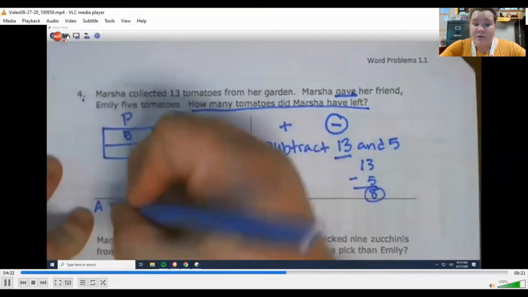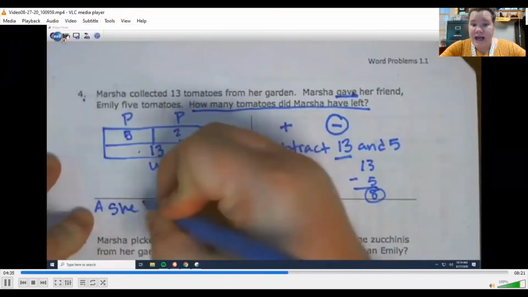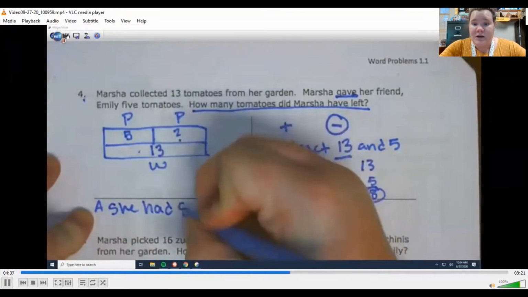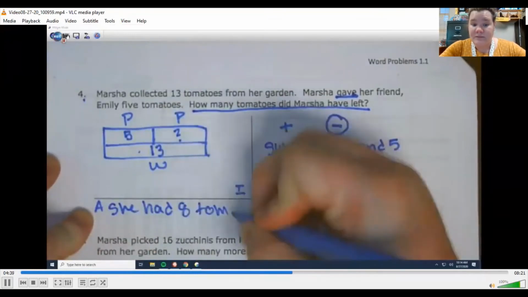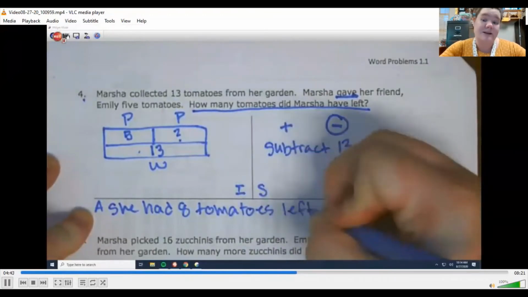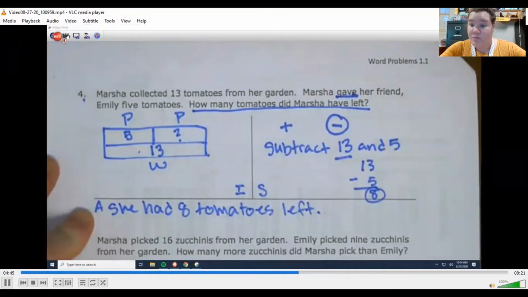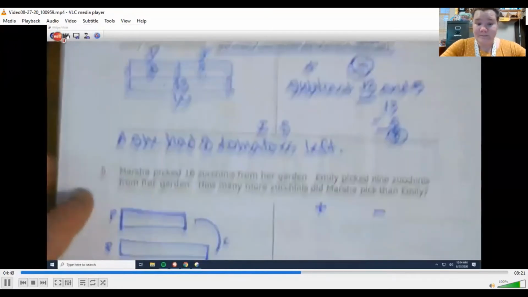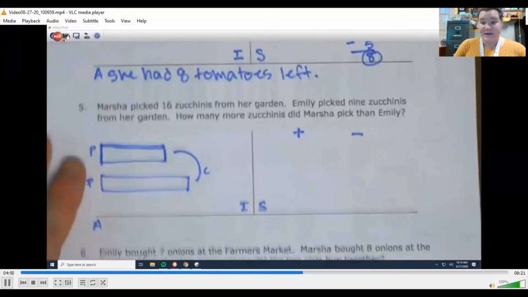And you could respond with, she had 8 tomatoes left. And so we would write that whole sentence out, and it's just good practice for if we have any multiple choice problems like that. All right, let's try another one. This one's a little different.